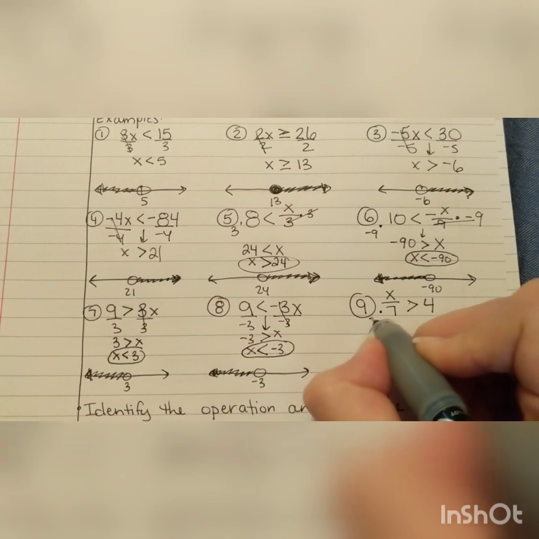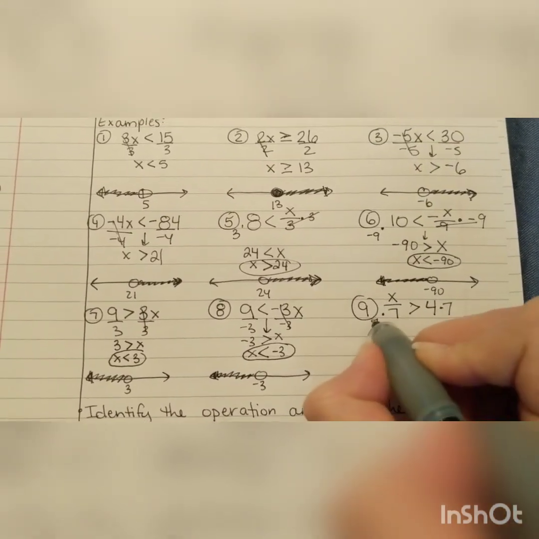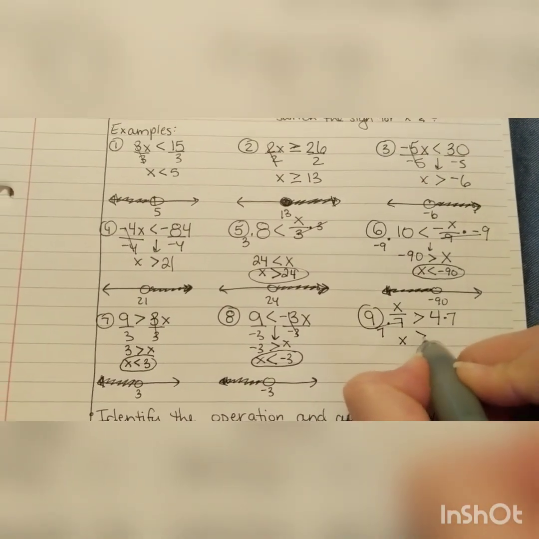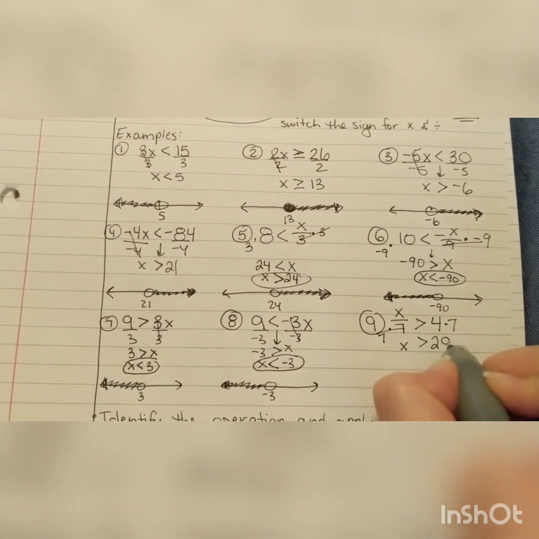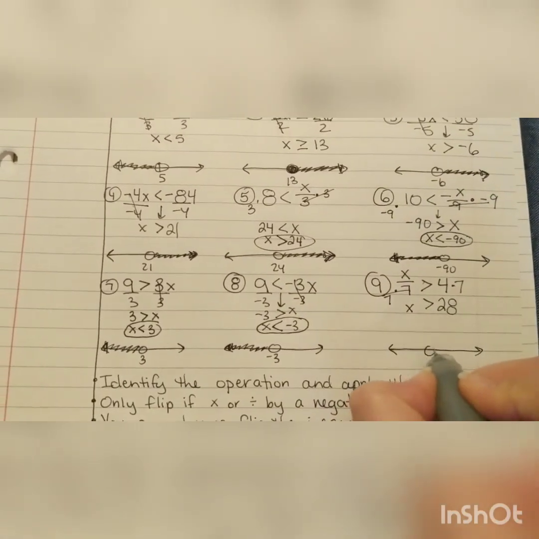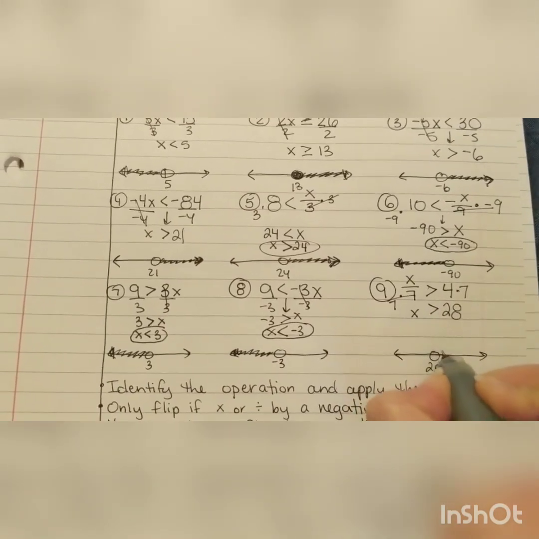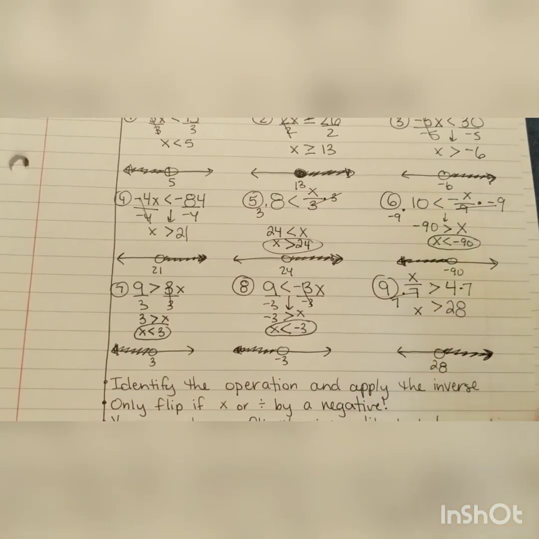I'm going to multiply by 7. The sign does not switch because I multiplied by a +7. 4 times 7 is 28. Open circle at 28, shading to the right.